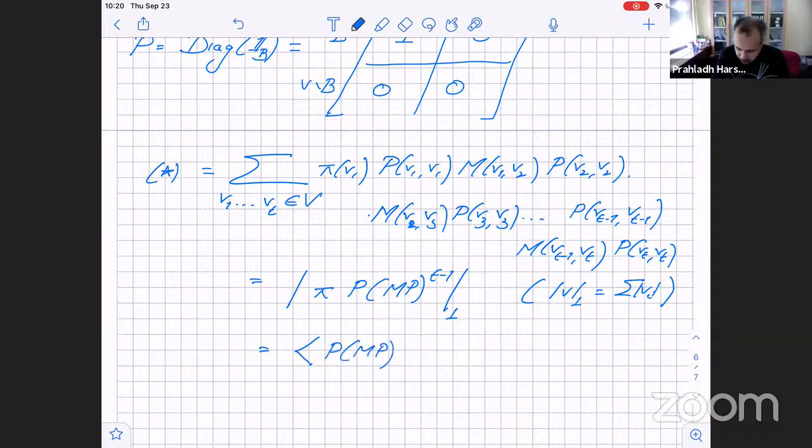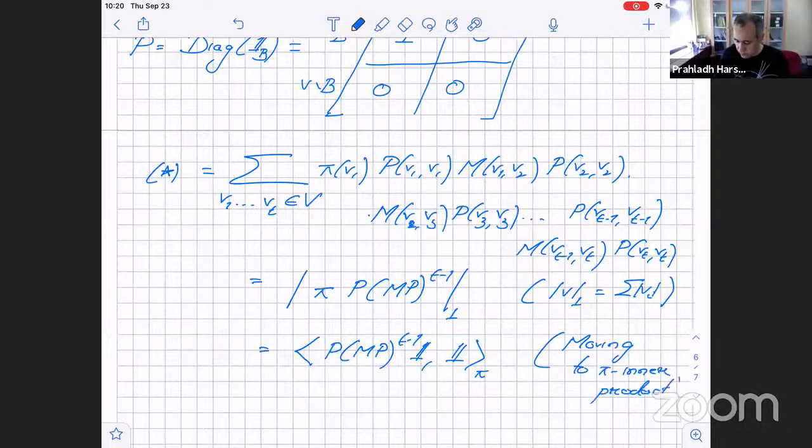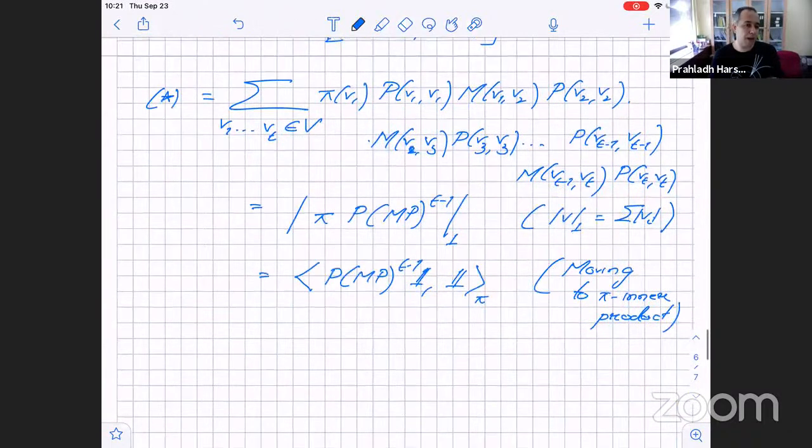P, MP, T minus 1, 1, 1, 5. This is exactly this inner product between them, because if you notice this object over here, this pi is exactly taking care of it. The inner product has that pi multiplication in it. It's the pi inner product. So this is just rewriting in terms of the pi inner product. But now we can say certain things on this. We can now apply Cauchy-Schwarz and all.